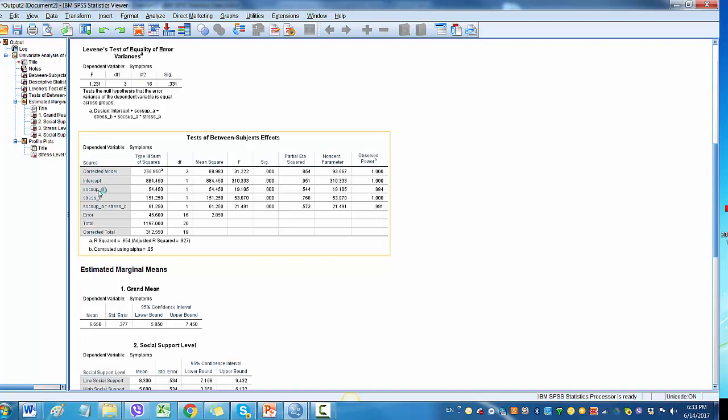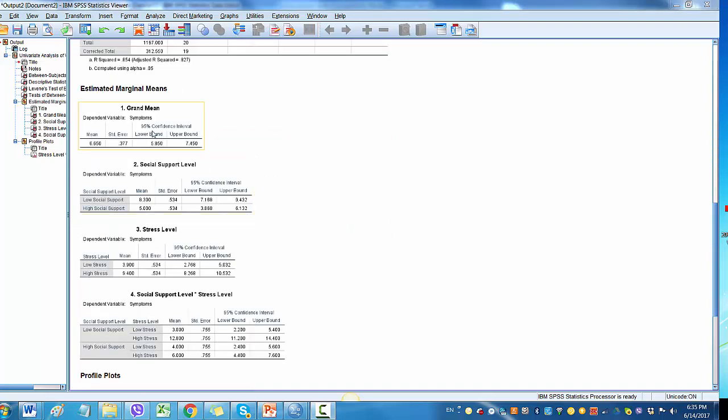If you look here, the corrected model, that's the omnibus test, the interaction of all the factors. So the first factor is the social support. The significance level is 0.000, that is statistically significant. Stress level is also significant. The interaction between the social support and stress is also statistically significant. So this gives us the answer to our first research question.